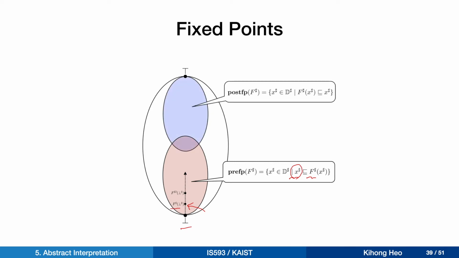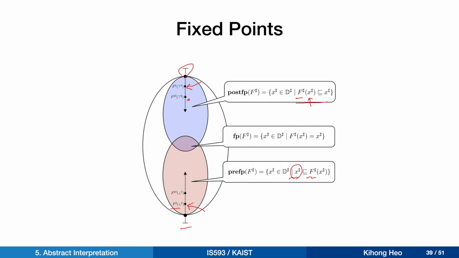That means that if you apply this function f to an element x sharp, you will get a smaller or equal element. All such elements are called post-fixed points of f. Obviously, the top element is a post-fixed point of f. So there can exist a decreasing chain like this. Whenever you apply this function to an element which is a post-fixed point, the outcome will be smaller than the income. And then what about the intersection in between?